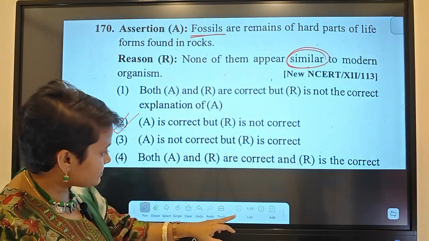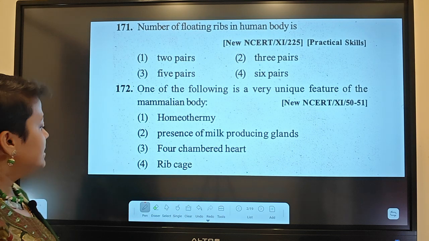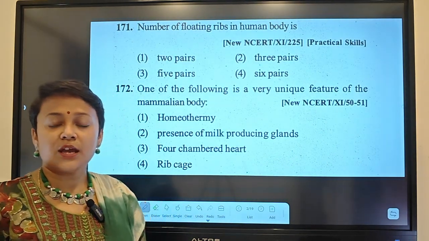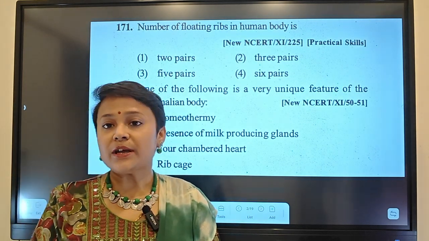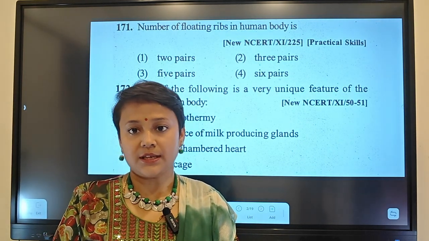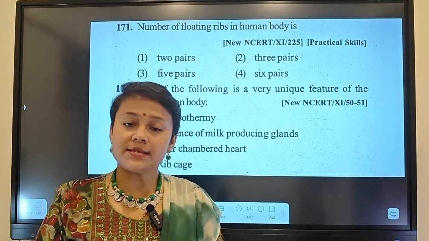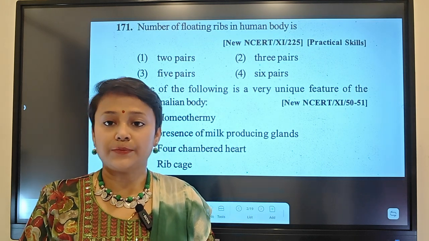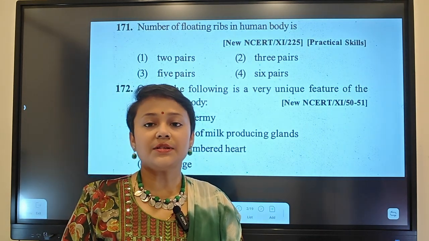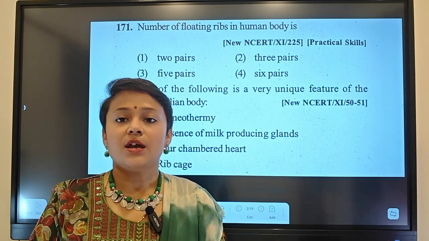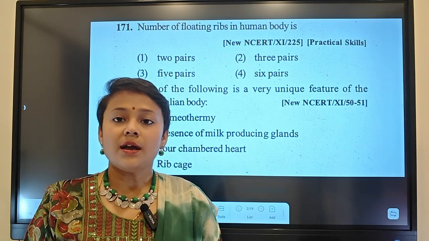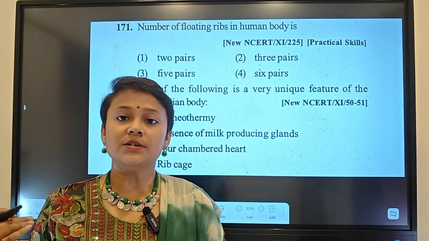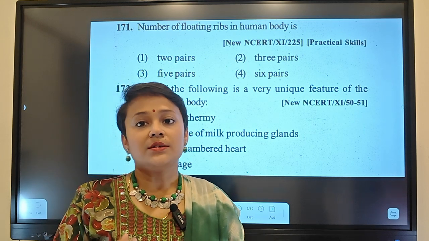Next one. They are asking about floating ribs in the human body. So we know there are 12 pairs of ribs in human, right? So the first 7 pairs are called vertebrosternal ribs. Vertebrosternal ribs means at the ventral side they are attached to the sternum, and at the dorsal side those 7 pairs are attached to the vertebral column.